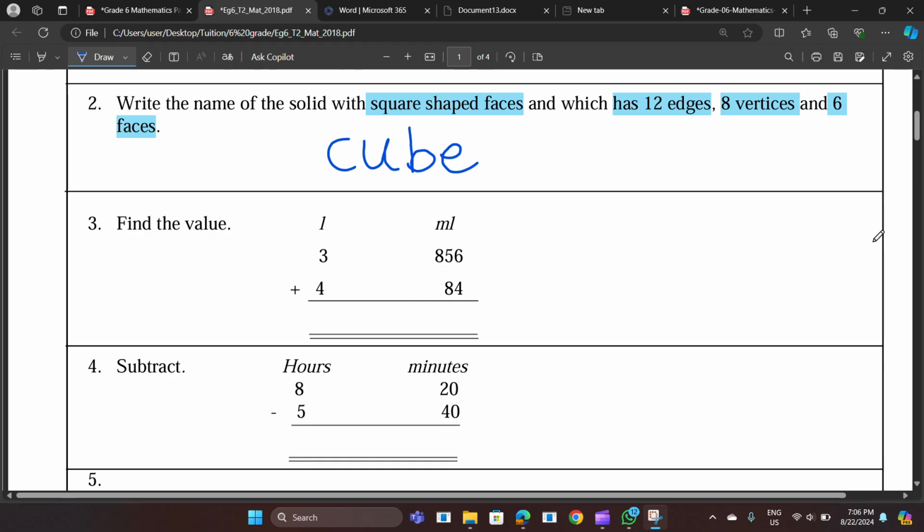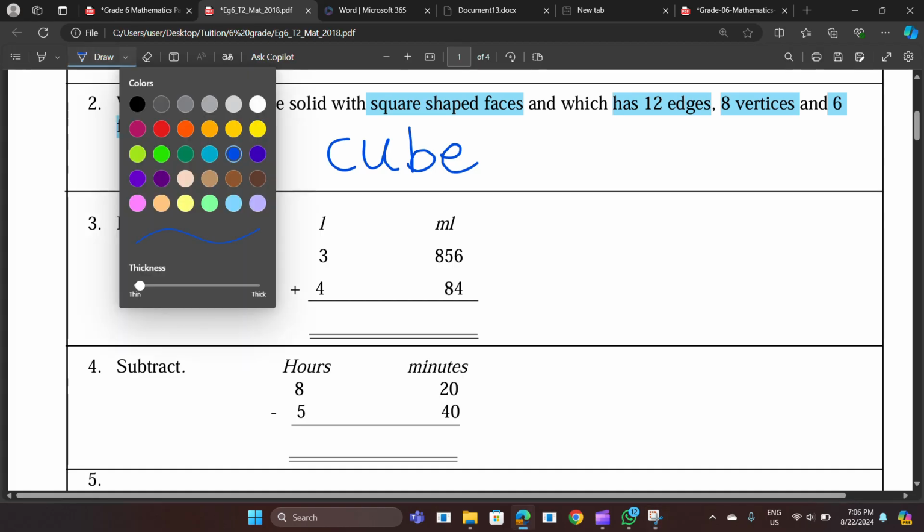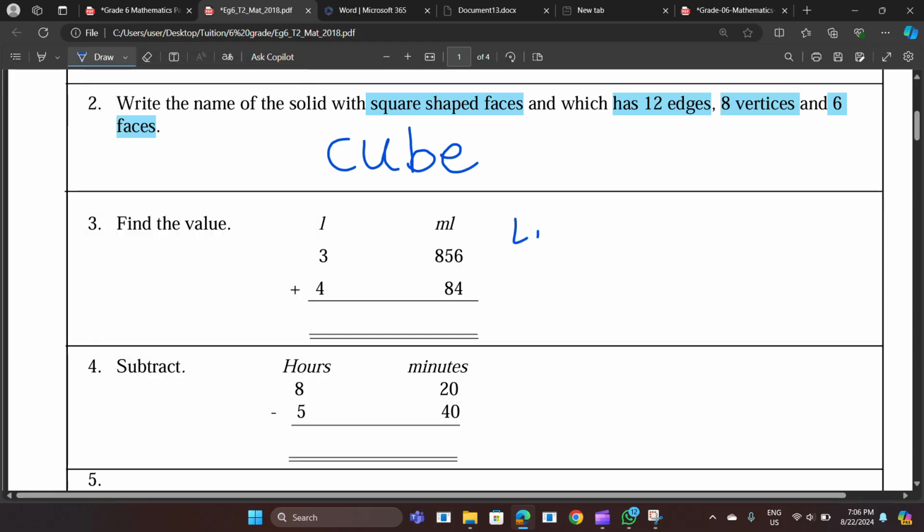Okay, we have to add 3 liters 856 milliliters and 4 liters 84 milliliters together. We have to add these liquid measurements together.